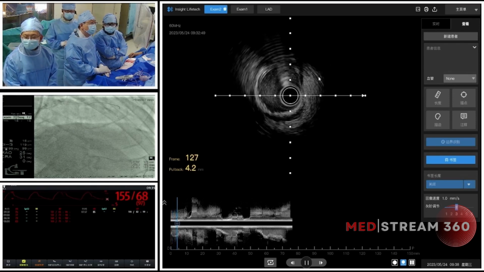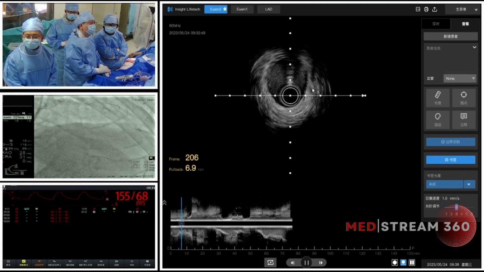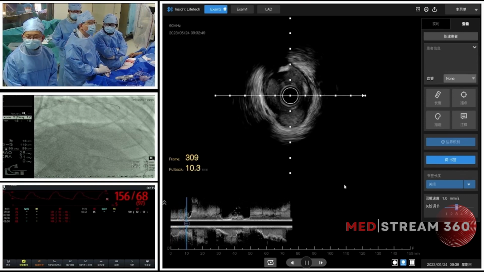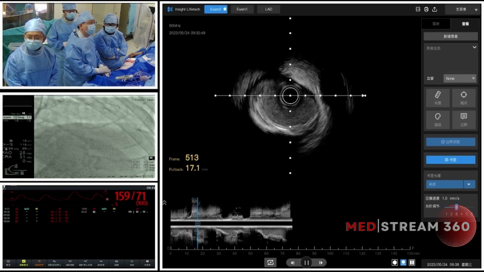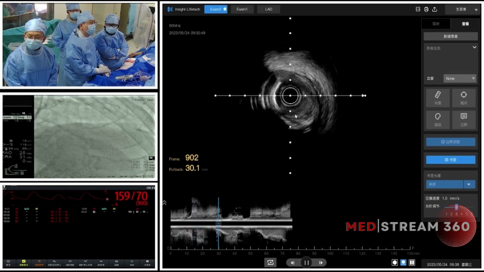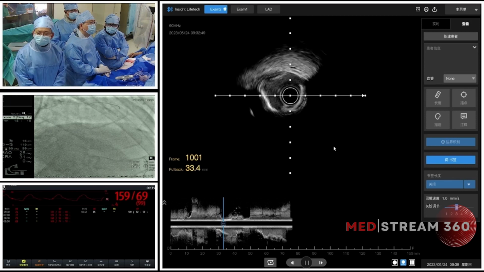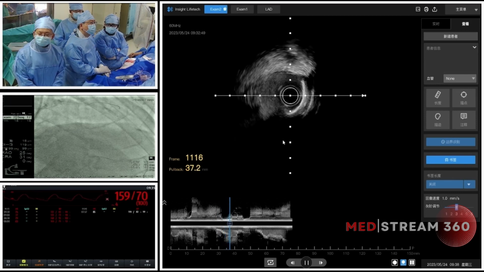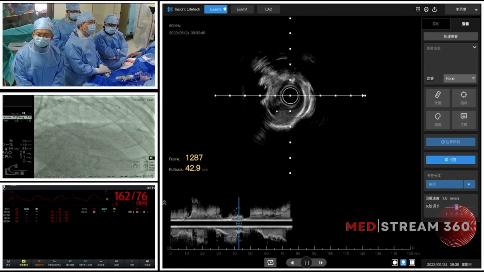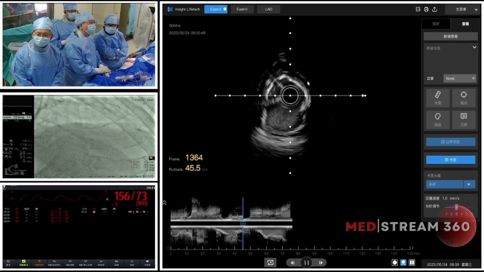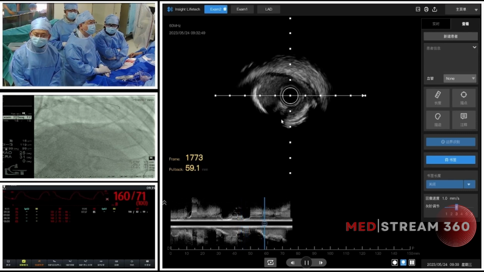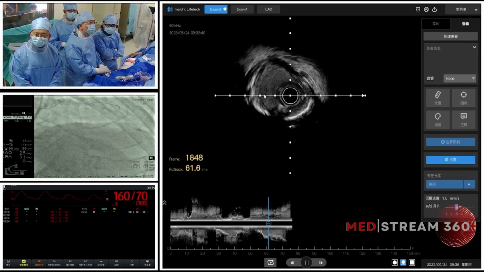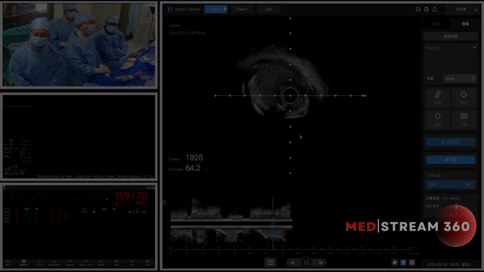We have seen there's some fracture after the rotation. Now we can see the IVL. There's a bigger fracture after the IVL compared with the fracture after the rotation. And there are several fractures we can see. In the proximal part, there's also some fracture of the calcified plaque.